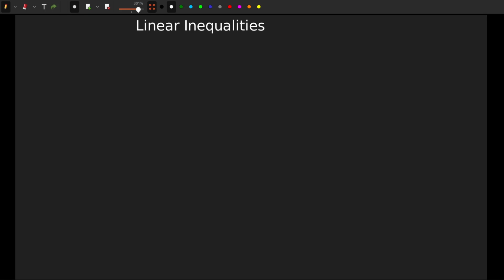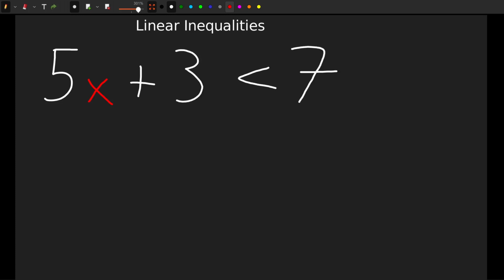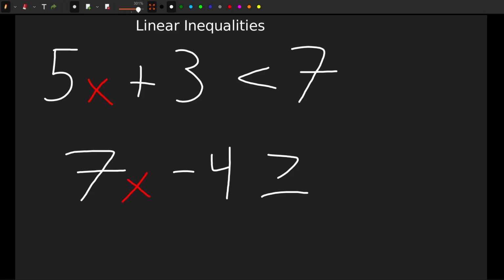For example, we have a couple of linear inequalities such as 5x plus 3 is less than 7. And then there's also another example where we have 7x minus 4 is greater than or equal to 8. These are two very simple examples of linear inequalities.